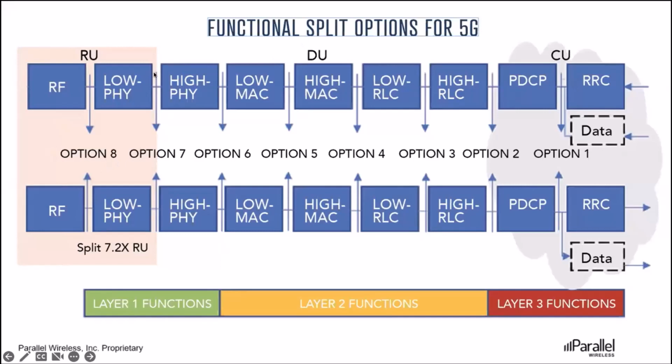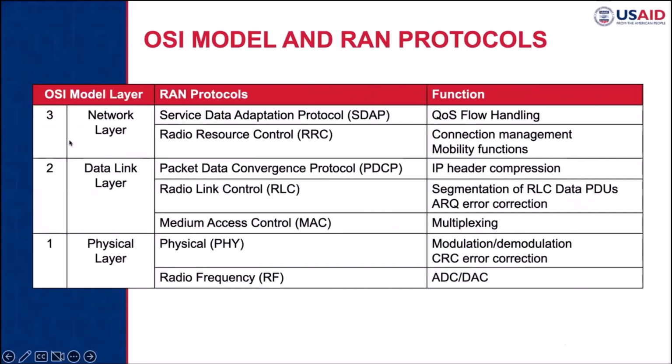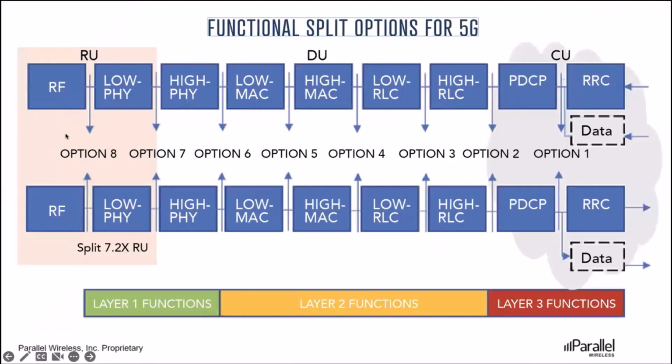On the other hand, if they choose to implement option 7, that means the radio unit will be in charge of the low-PHY and the RF. The low-PHY, as discussed earlier, is in charge of the modulation, demodulation, and CRC error correction. So these two protocols will be assigned to the remote radio unit. That is what the functional split means: whatever the protocols, they will be assigned to a particular component.